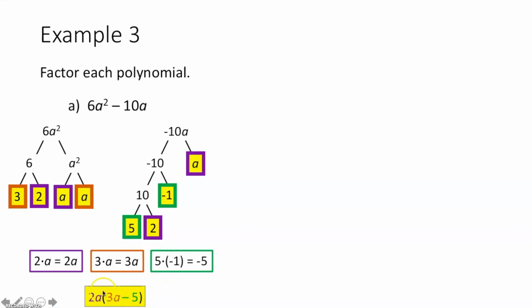Now I want you to notice, factoring with a GCF like this is just reverse distributing. I took this and then factored out the GCF. And if I want to check my answer, all I have to do is take this 2a and distribute it to the 3a and the negative 5. And what I should get is what I started out with. So if you distribute this, yeah, you end up getting this exactly. And that's how you know you did this right.